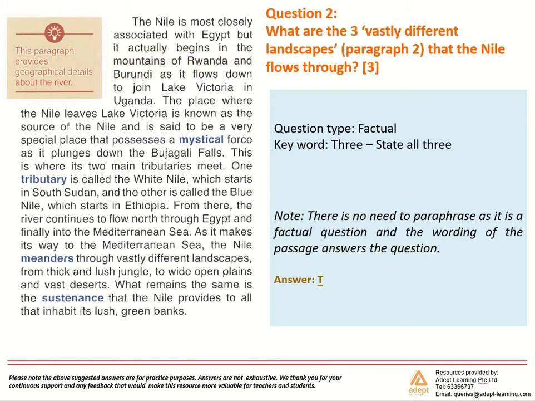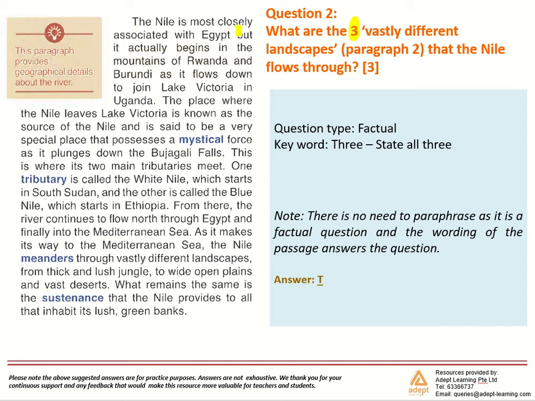Okay, what are the three vastly different landscapes that the Nile River flows through? So this question is a factual question, and so how many are you supposed to find? So the keyword is three. Highlight that. Okay, and what are the three? Okay, so let's read through.